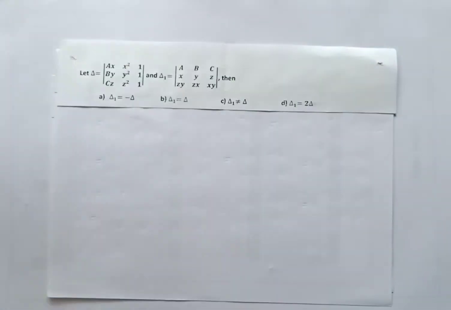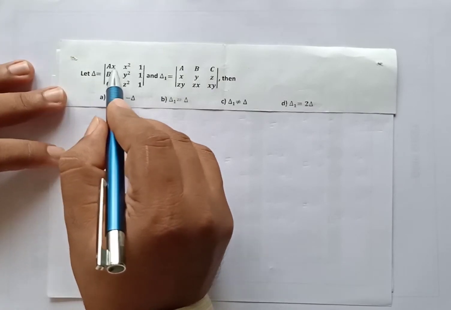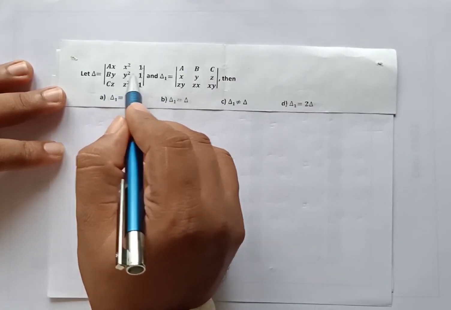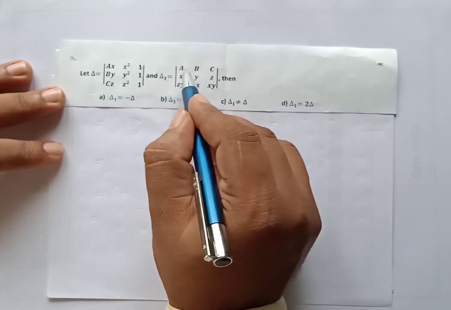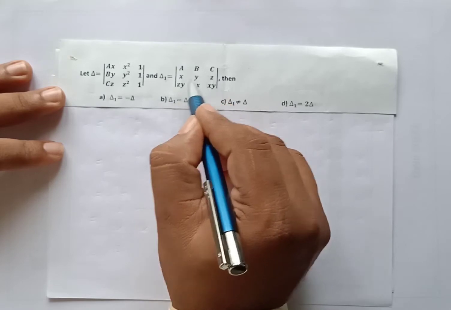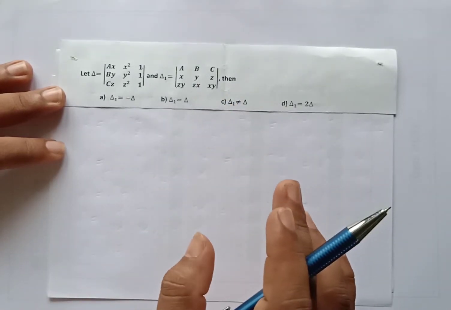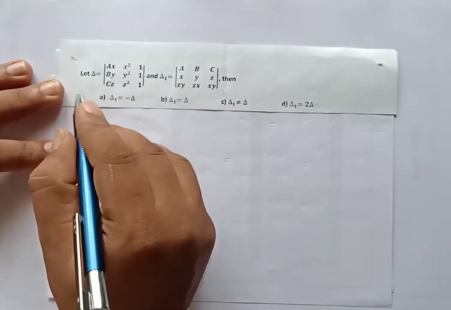Next problem. See the question. Delta equal to the determinant of a x, x square, 1; b y, y square, 1; c z, z square, 1. Delta 1 is the determinant of a b c; x y z; yz zx xy. Easily we can solve this by expansion. Directly expand along R1, we are going to get the answer.